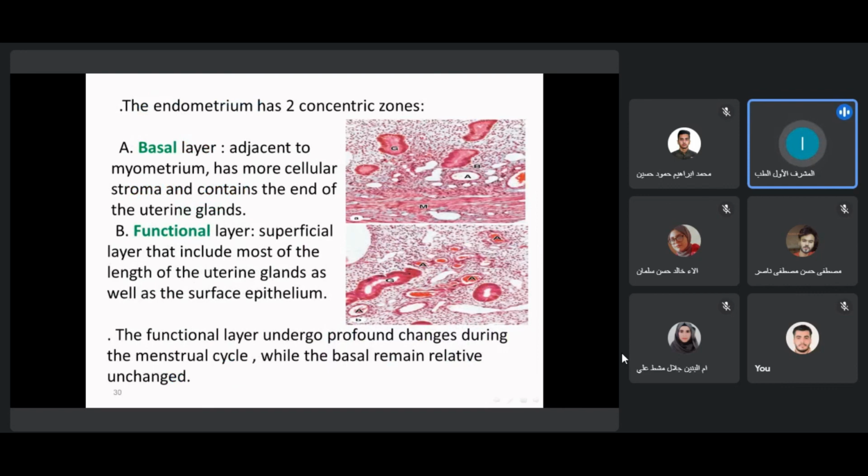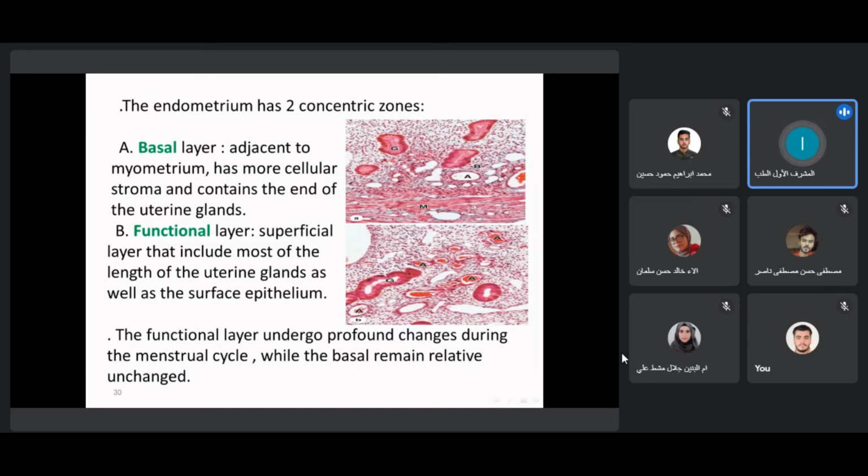The layers of the endometrium, again, it's divided into 2 parts: a larger, more superficial part, which is the functional layer. That is, this layer is lost each month and sloughed, then replaced again by another growing layer. And the basal layer is the base for the development of the new functional layer. Here, figure A is the basal layer, and it's adjacent just next to the myometrium.